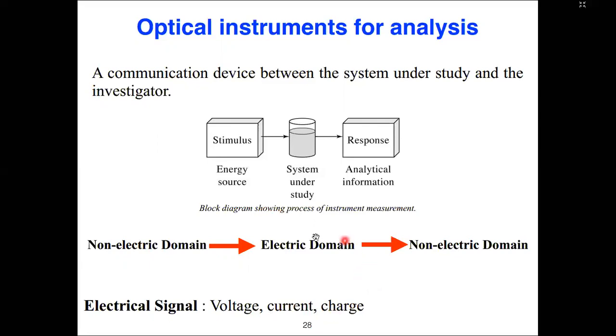charge, it measures that information. And again, when we get the information, we do not get what voltage or what current or what charge. We get how many grams per liter, what moles per liter is there in the sample. Those are again non-electrical information. Again, the non-electrical information, the instrument converts into electrical information, and that electrical information is again converted into non-electrical information for us. That's how it acts as a communication device.